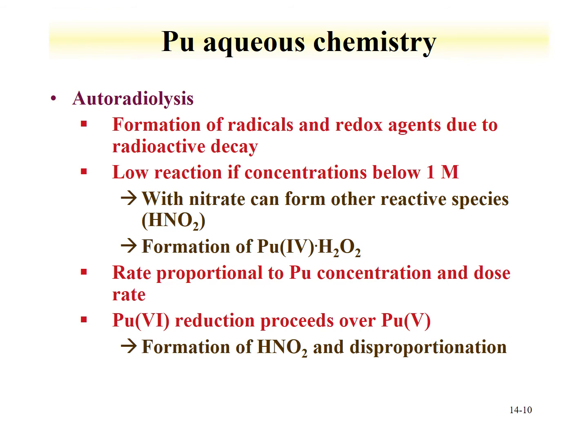One of the things we also see is this autoradiolysis, where the fact that plutonium is radioactive means it's forming radicals and redox agents due to this radioactive decay. These reactions tend to be low if concentrations are below 1 molar. If it's in a nitrate medium, for instance, you can form nitrous acid. You can also, if you form peroxides, as we talked about with other actinides, form peroxide species. So the autoradiolysis, just a change in the redox, is really rate proportional to plutonium concentration and dose rate. Those are also saying something about the half-life of the plutonium isotope that's in solution.